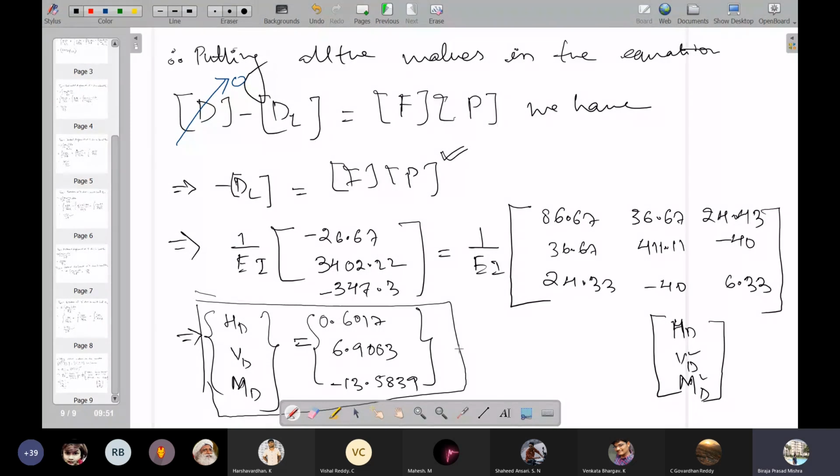So what is the unit of this one? Govardhan. Tons, sir. Tons, it is also tons, and the moment is in ton meters.